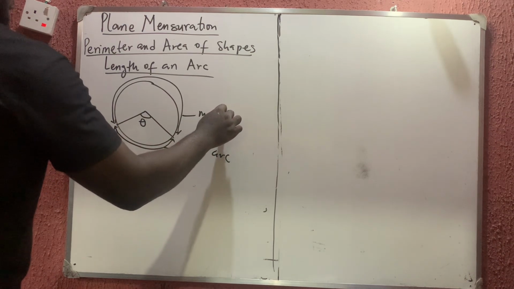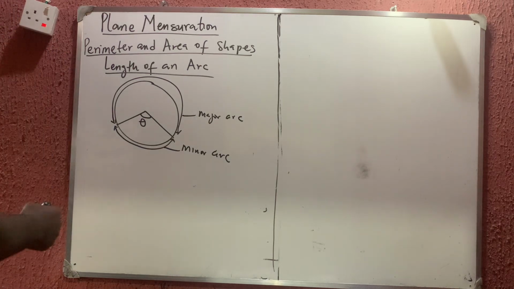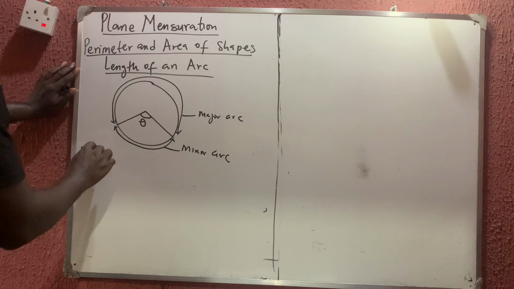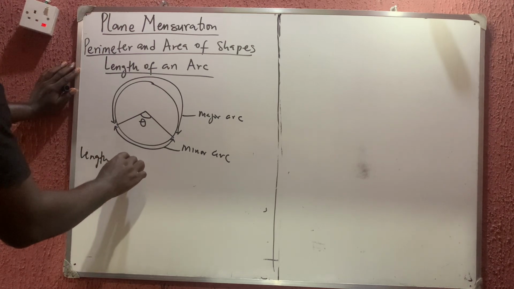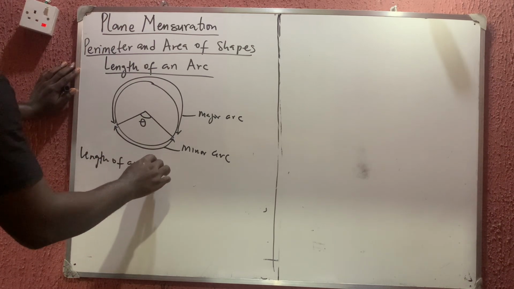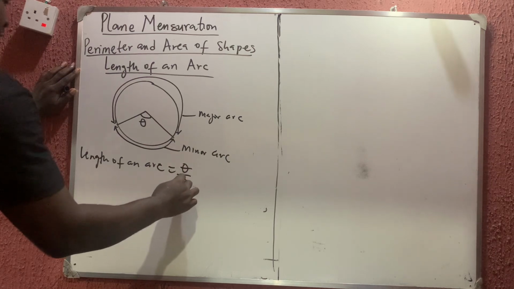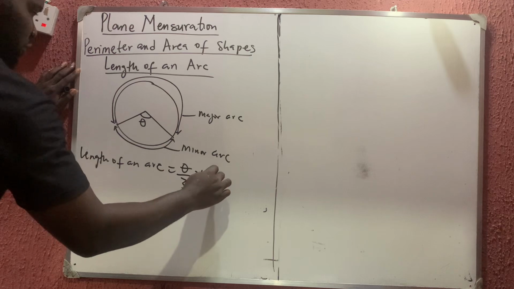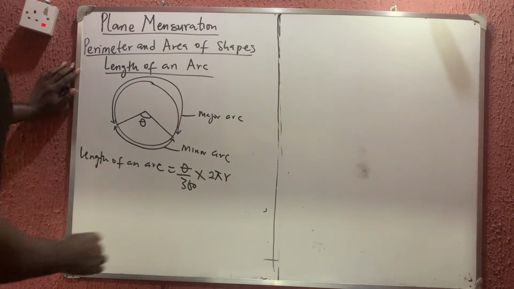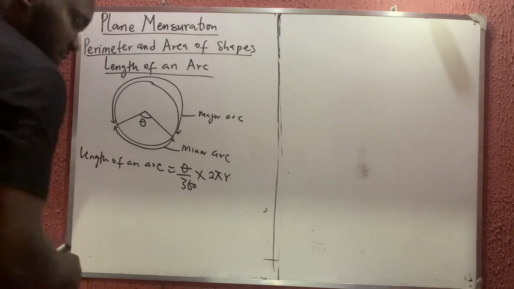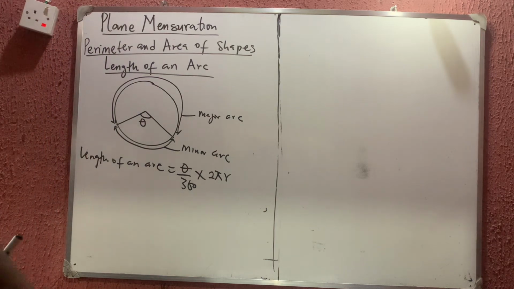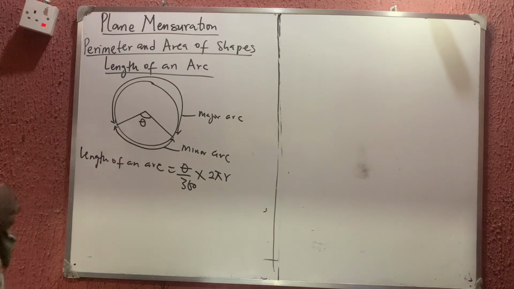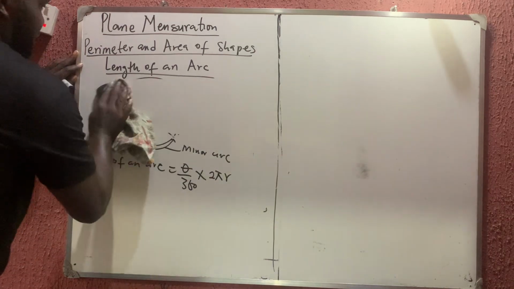The major arc. Okay, and then to get the length of an arc, the length of an arc is simply theta over 360 times the circumference of a circle. And the circumference of a circle is what? 2 pi r. Okay? So theta over 360 times 2 pi r. That is the formula for the length of an arc. So let us solve some questions to help us understand it better.